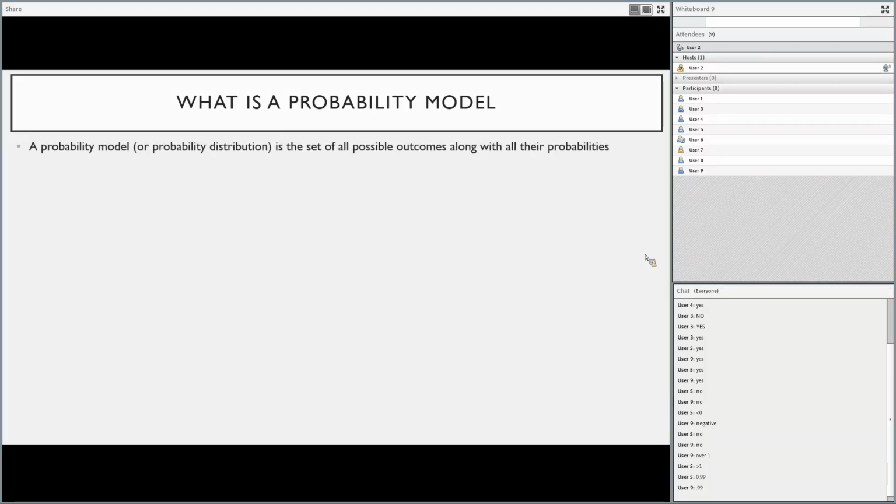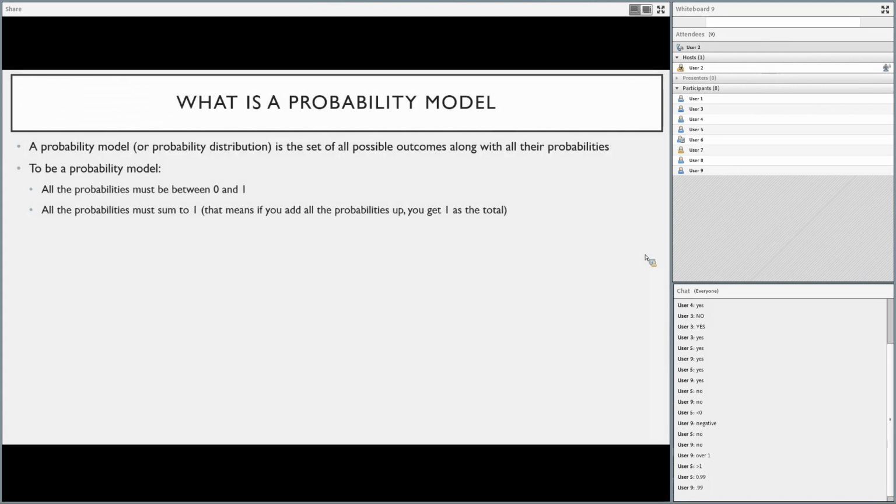So how about a probability model? A probability model, or another term for this is a probability distribution, is the set of all possible outcomes along with their probabilities. So if you made a list or a table of all the different outcomes that could occur in some situation, and then next to them you listed all the probabilities of those events occurring, that would be a probability model if the following things are true.